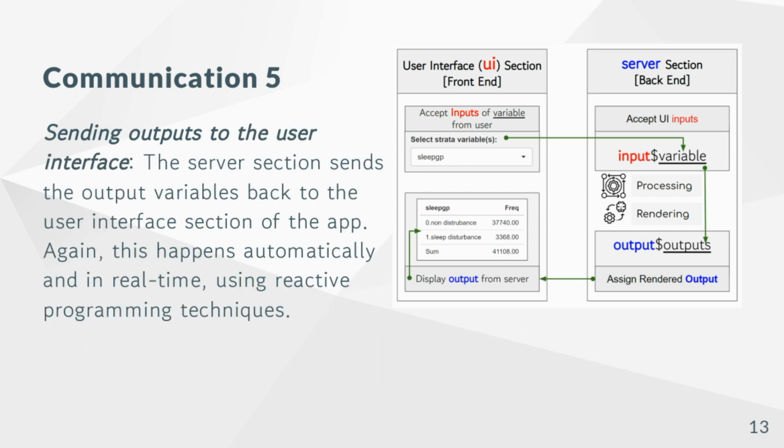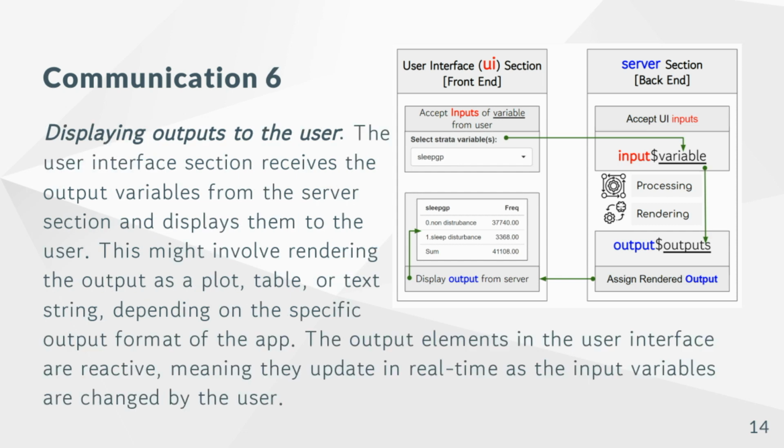Sending outputs to the user interface. The server section sends the output variables back to the user interface section of the app. Again, this happens automatically and in real time, using reactive programming techniques. Displaying outputs. The user interface section receives the output variables from the server section and displays them to the user. This might involve rendering the output as a plot, table, or text string, depending on the specific output format of the app. The output elements in the user interface are reactive, meaning they update in real time as the input variables are changed by the user.